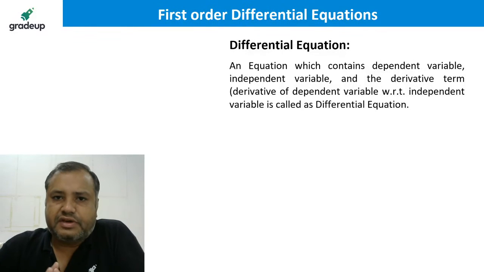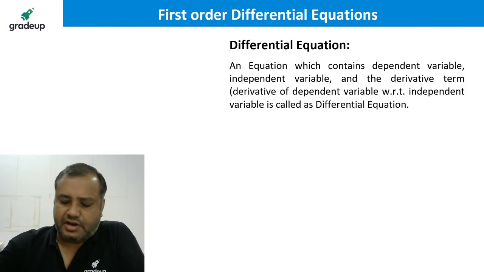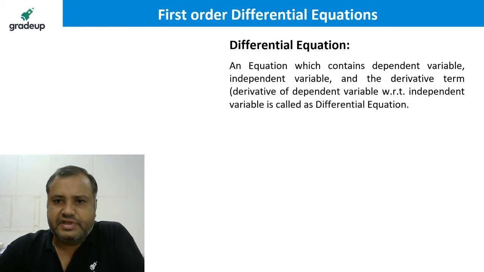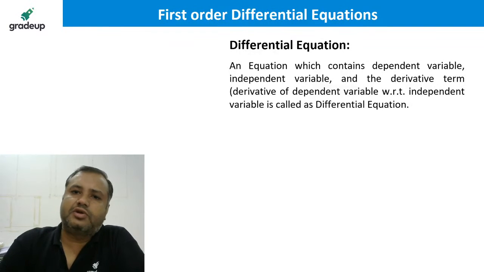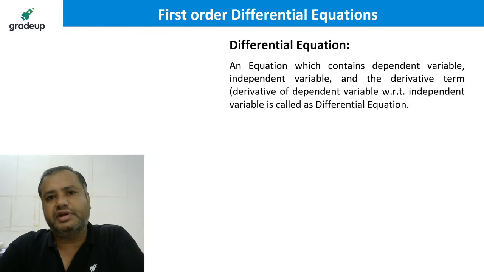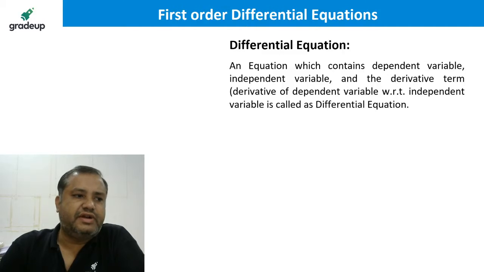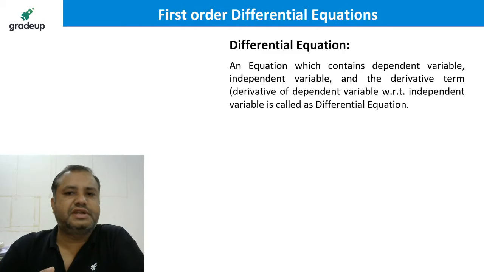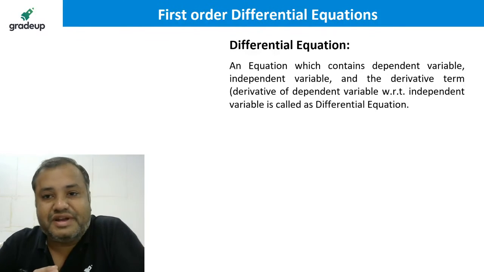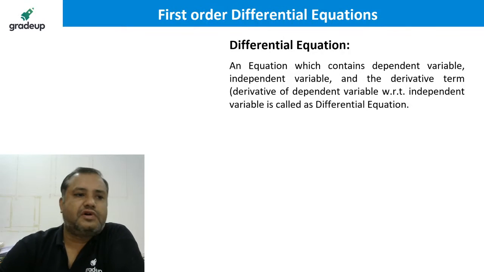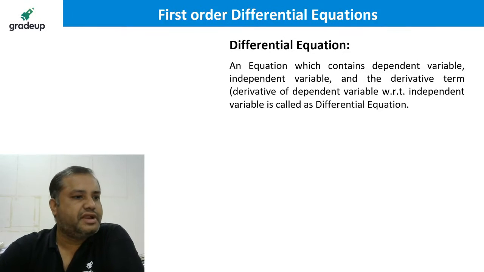See, if an equation has algebraic terms, that equation is called an algebraic equation. If an equation contains only trigonometric terms, it is called a trigonometric equation. Whereas if an equation involves derivative terms, it is called a differential equation. An equation which involves a dependent variable, an independent variable, and the derivative term is called a differential equation.